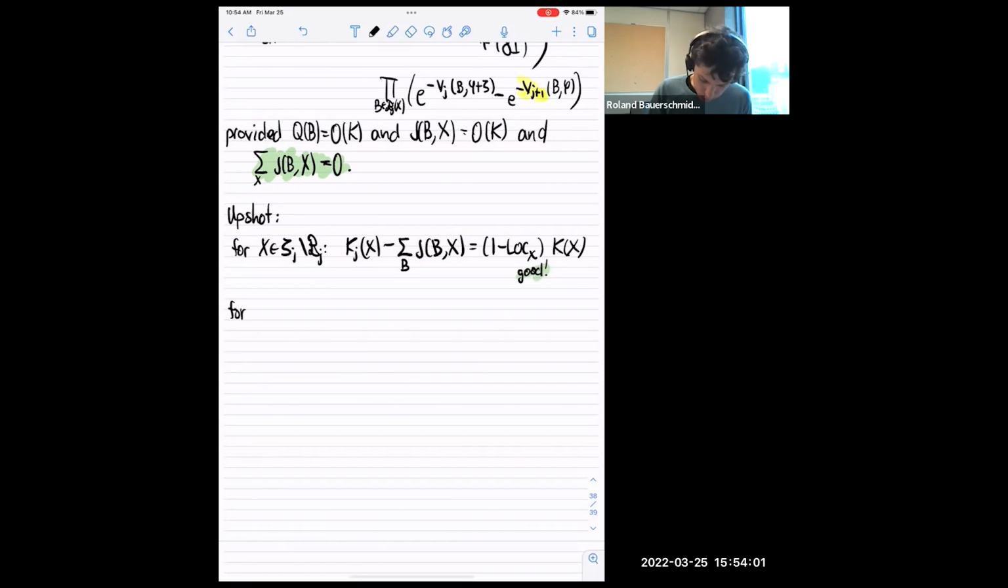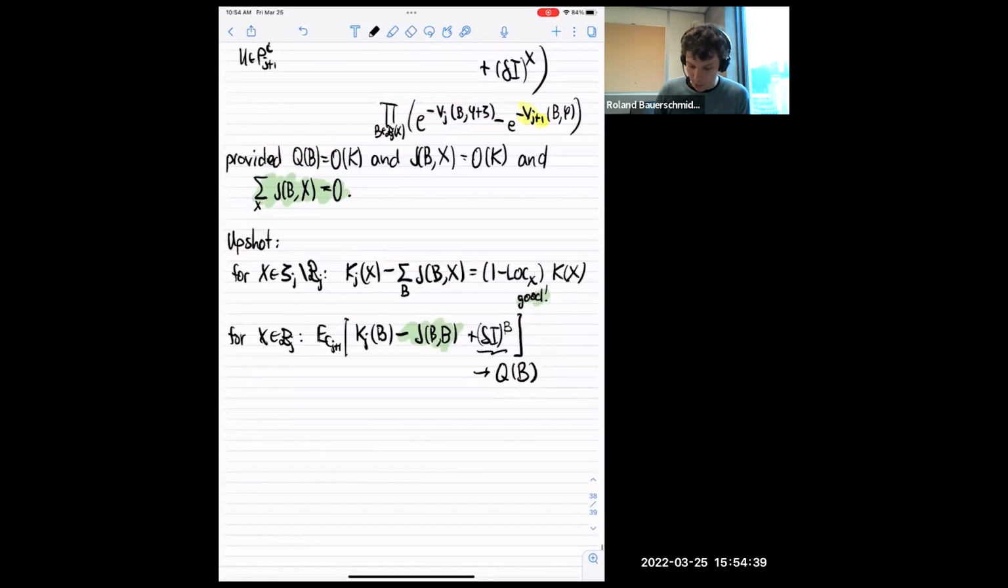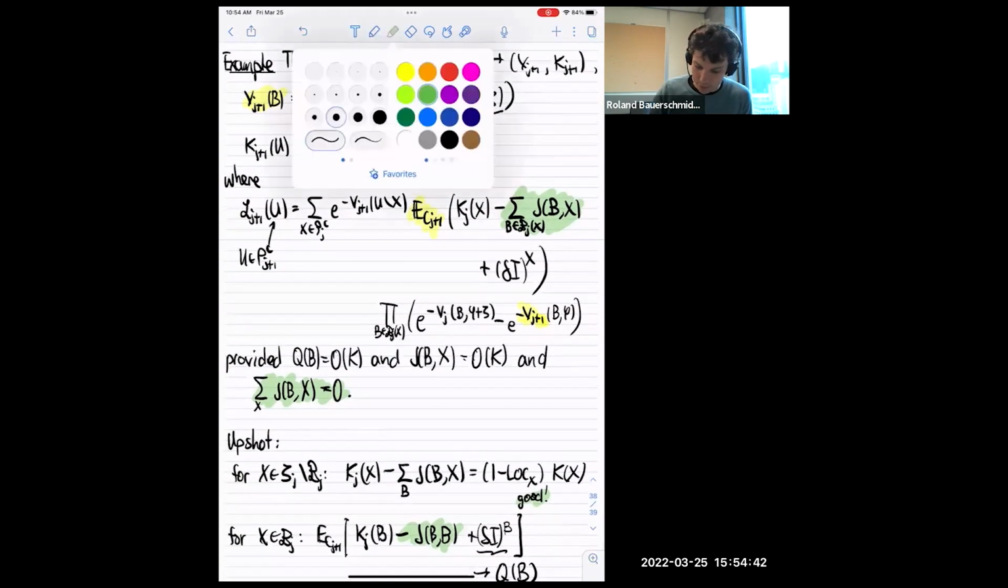And what happens for blocks? Well, for blocks, we now have instead, well, there's also the expectations, and I'm a little bit sloppy about that. So we have kj of b. Then we have minus, an additional term to what we had before, this jbb term. And then there's again the delta I to the b term, which we already saw, which in expectation reduces to qj, or I guess q of b. That's the q of b we're putting in.